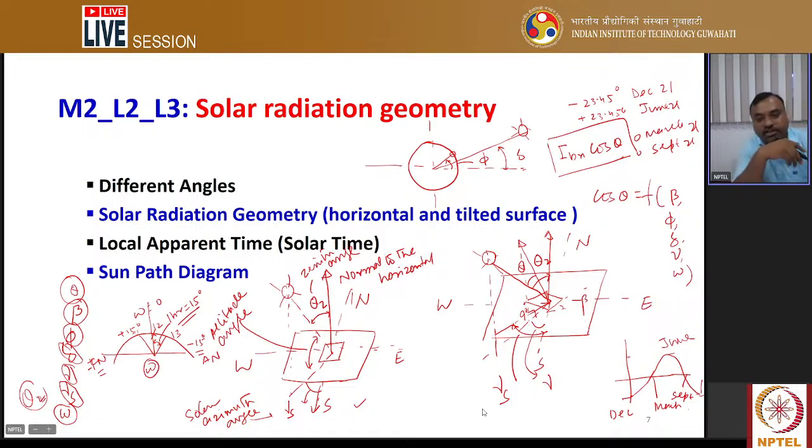So we must know the difference between standard time and what is called solar time, which is required for calculation of omega. So once we know this, then we can find out theta. Then we can find out all the parameters which are required for design. And the sun path is also very, very important.